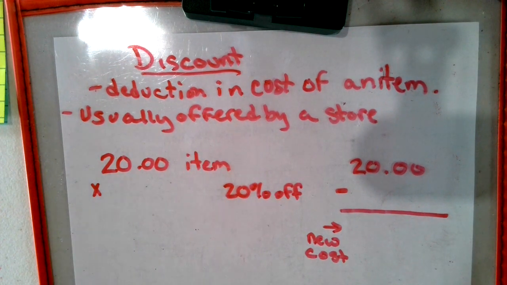All right, so discount is a deduction in cost of an item, usually offered by a store. So make sure you're taking notes on one of your blank pages. Discount is going to make the price of your item cheaper.